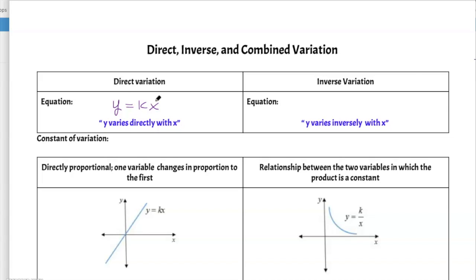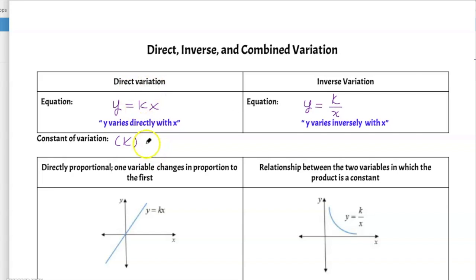So we can think about the fact that because we're multiplying by k, which is our constant of variation, as y gets bigger, x is also going to get larger. With inverse variation, so the opposite, when we think about inverse, we want to think about the word opposite. We're dividing that constant of variation by x, which means that as x gets larger, actually y is going to get smaller because we're dividing.